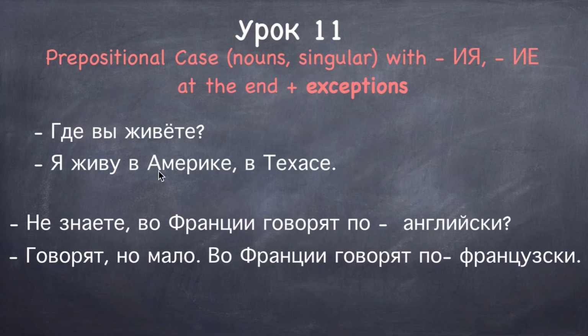Good. Now let's see examples using this verb. Где вы живете? Я живу в Америке, в Техасе. Не знаете? Во Франции говорят по-английски. Говорят, но мало. Во Франции говорят по-французски.